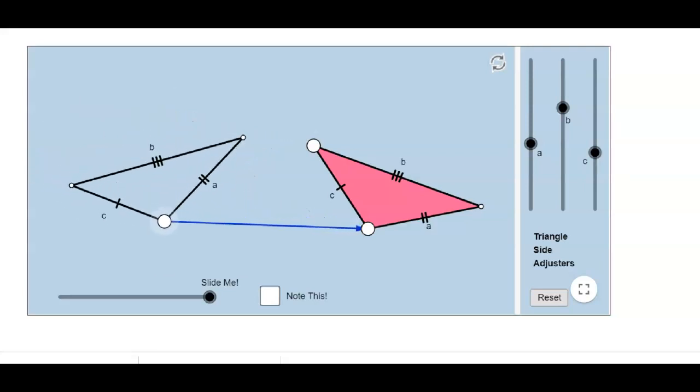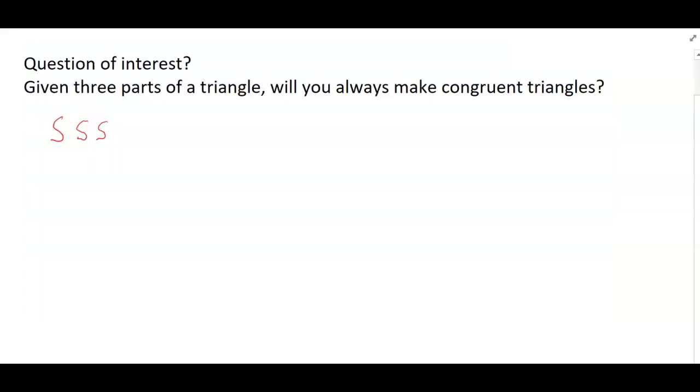So going back to this notes page, this is just going to be a summary, and eventually we'll get to the notes packet, pages 21 to 23. If I give you three sides of a triangle, you will always make congruent triangles. So I'll just put a check mark there, or maybe I'll even put yes. All right, so what else can we give you? Well, we could give you three angles.